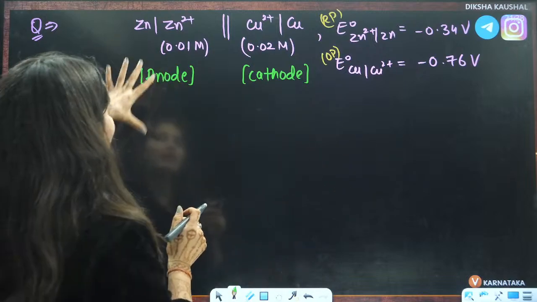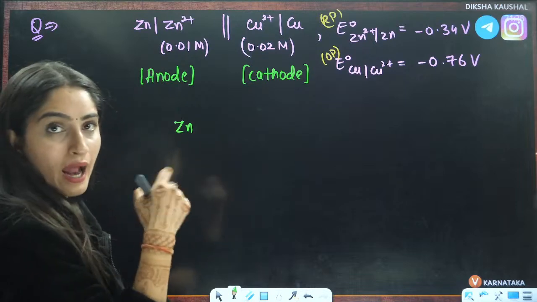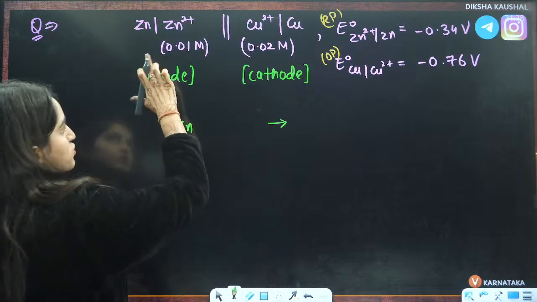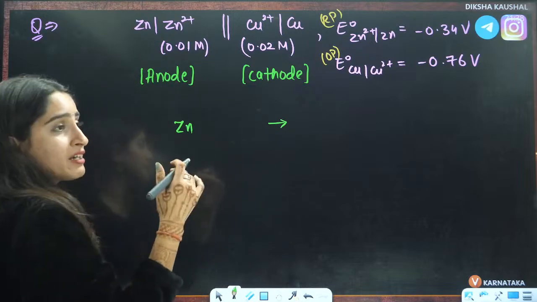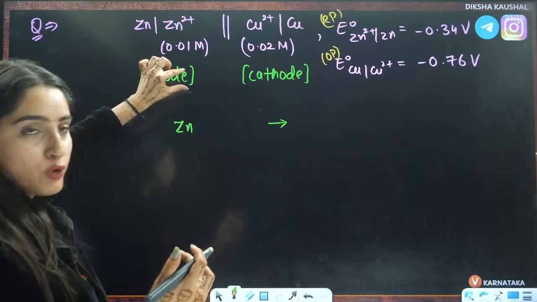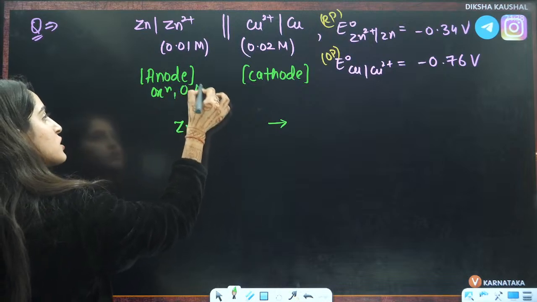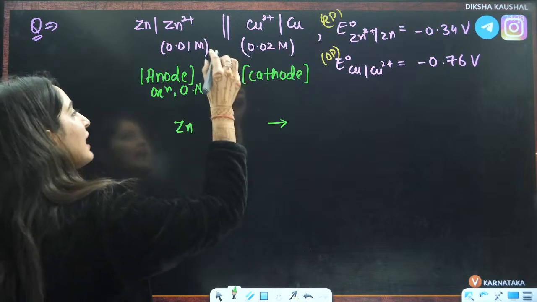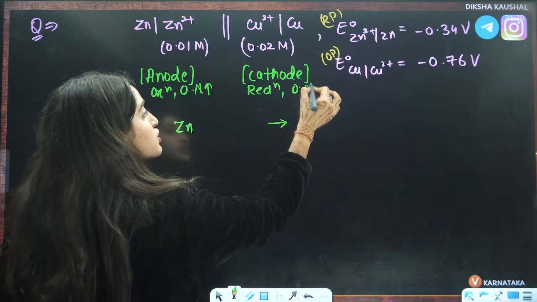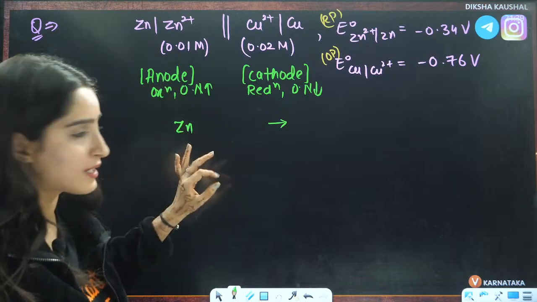So here we know that at anode, what is happening? At anode, oxidation is happening, so there will be loss of electrons. So Zn to Zn2 positive, definitely oxidation number is increasing, right? Oxidation means oxidation number should increase. At cathode, reduction is happening. That means oxidation number should decrease. Right? This is the best way to understand.